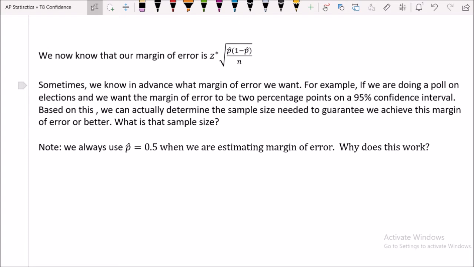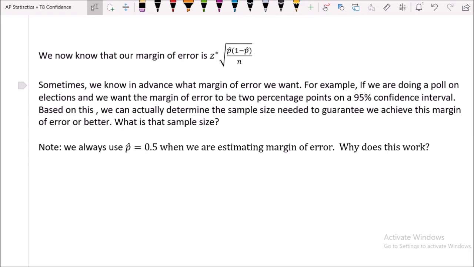And sometimes we know in advance what margin of error we want. So there's an example here. If we're doing a poll on elections and we want the margin of error to be 2 percentage points or less, on a 95% confidence interval, we actually can determine the sample size we need in order to guarantee we achieve this margin of error or better. And so that's what we're going to figure out right now.